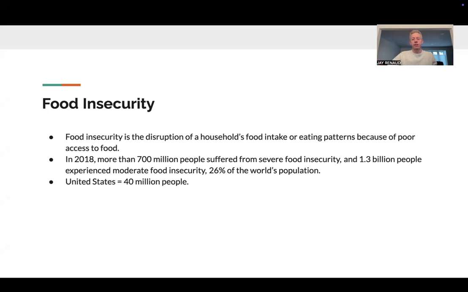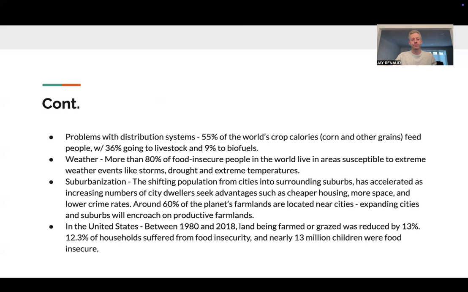Food insecurity. Unfortunately, we have hundreds of millions, if not over a billion people who are food insecure on a daily basis. 26% of the world's population, just look at that, 26%, over 40 million people in the US are food insecure. Why are people food insecure? There's a couple reasons. Distribution systems aren't great. Only about 55% of what we grow goes to people.